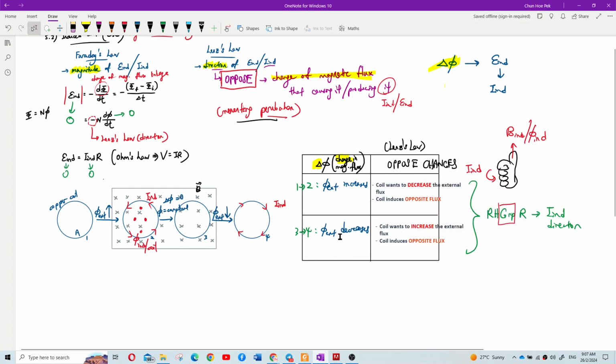Okay. So if the flux goes from 3 to 4, the flux is decreasing, right? So if the flux is decreasing, he does not want it to decrease. That means the coil does not want it to decrease. He opposes the decrease. Yes. He tries to oppose the decrease. To oppose the decrease means he wants to increase back.